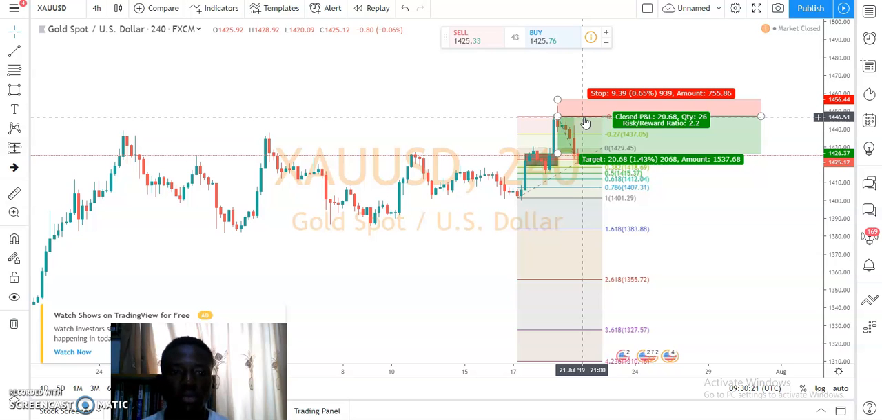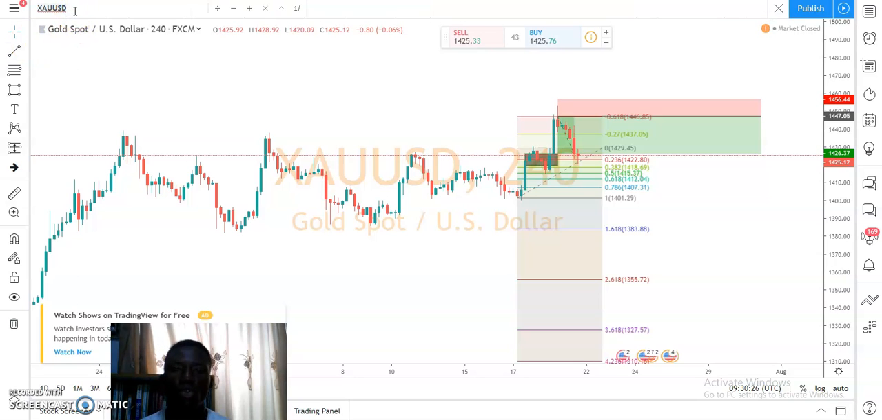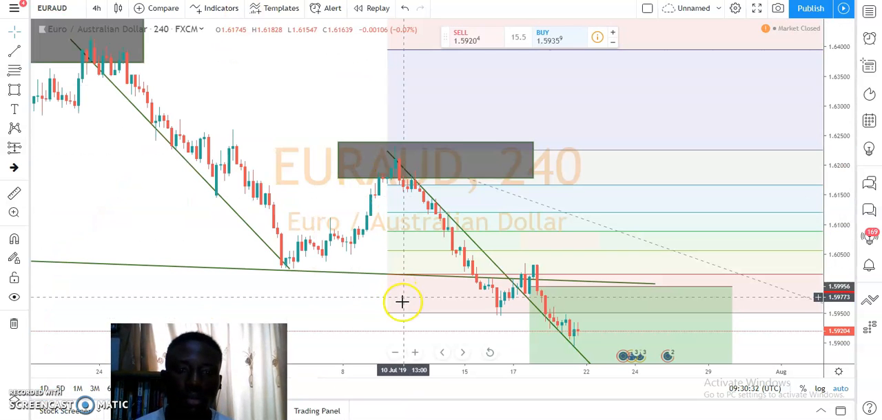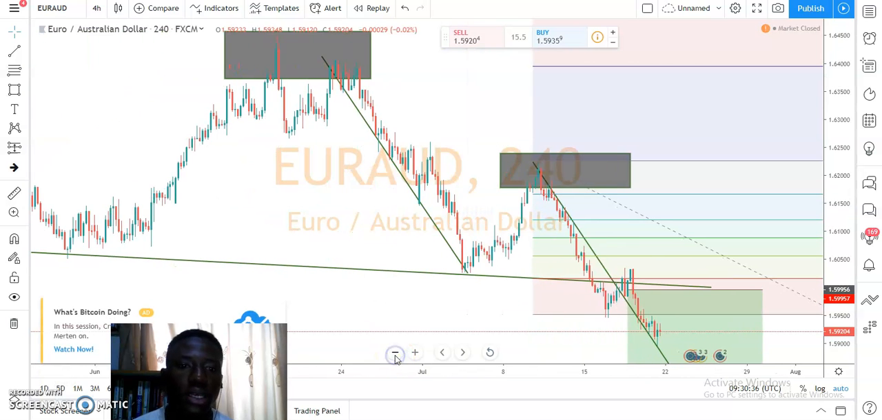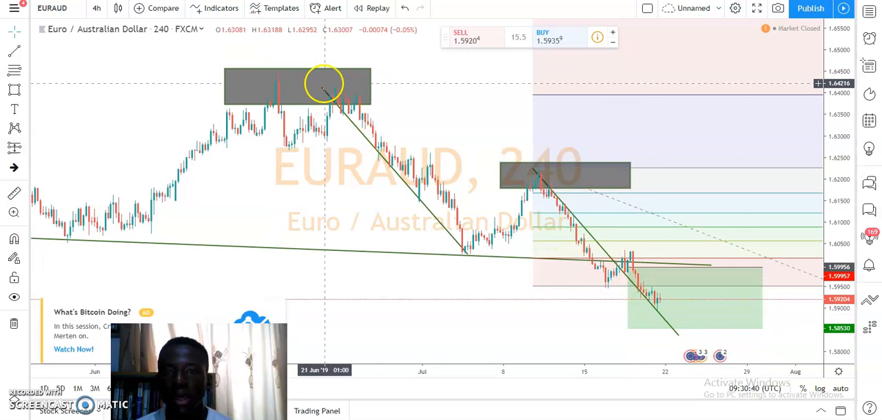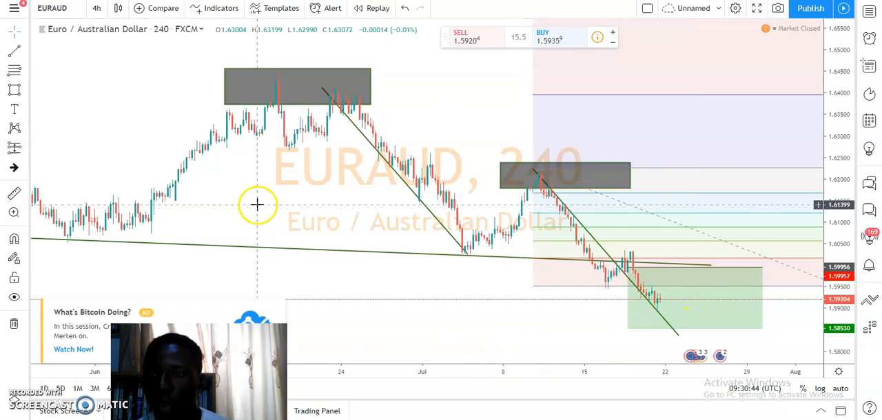The next pair I'm going to look at is the EURAUD. I called this pair also a sell. I called it a sell because I saw another ABCD formation. A, B, C, D. That was one reason why I called it a sell.